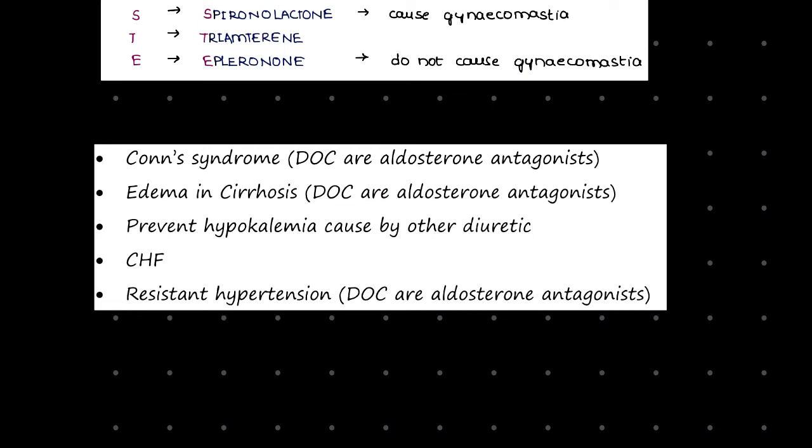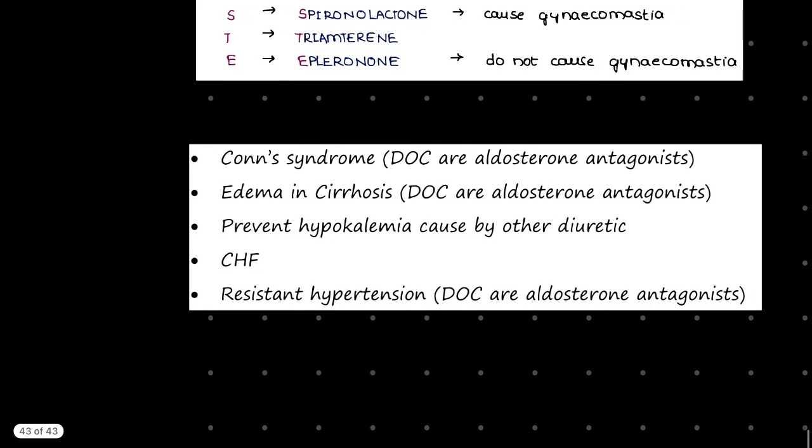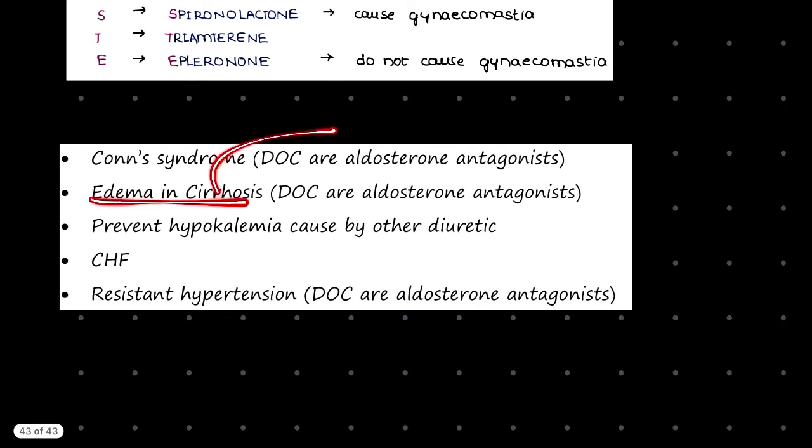Now it is also used in the case of edema in cirrhosis. What will happen in cirrhosis is that there will be a compensatory increase in aldosterone level. In edema in cirrhosis, the aldosterone level will be increased. Same story: to prevent its action, we can provide an aldosterone antagonist so that the excessive aldosterone produced could not come into action.